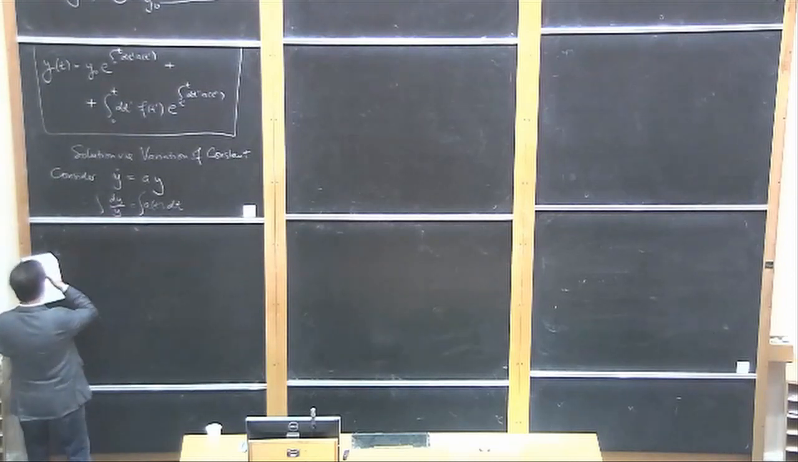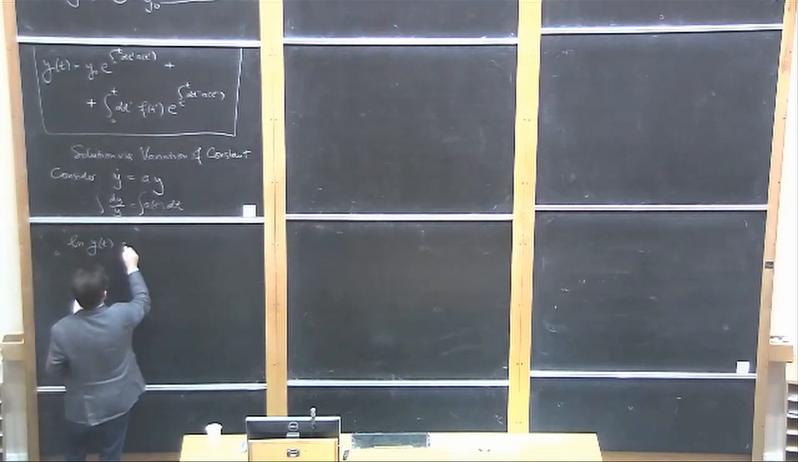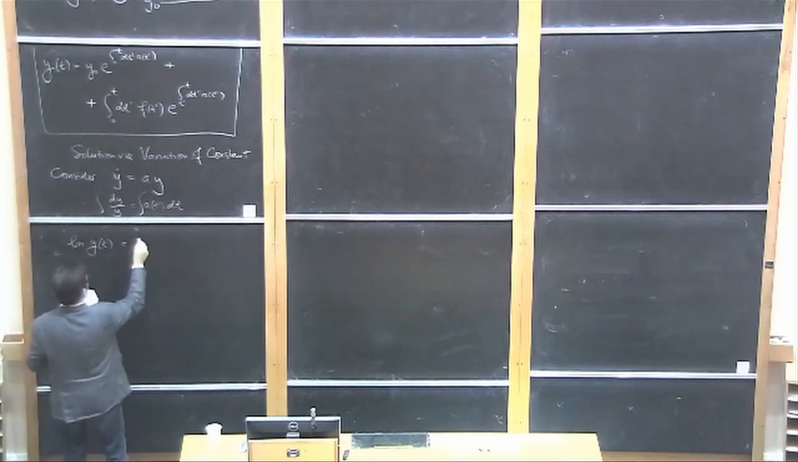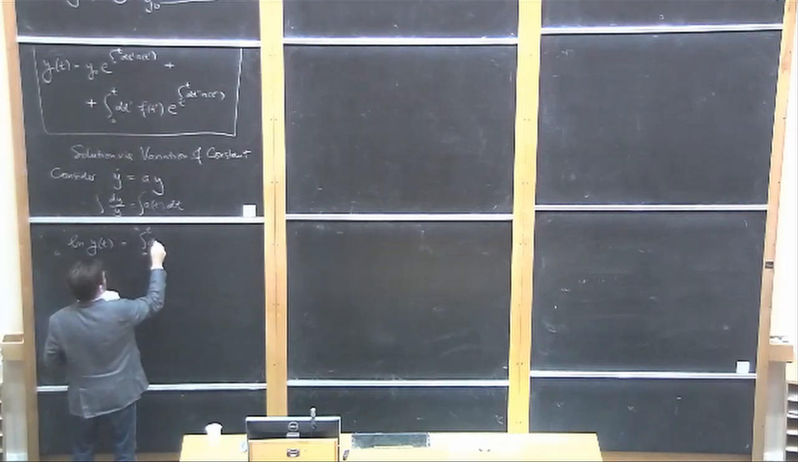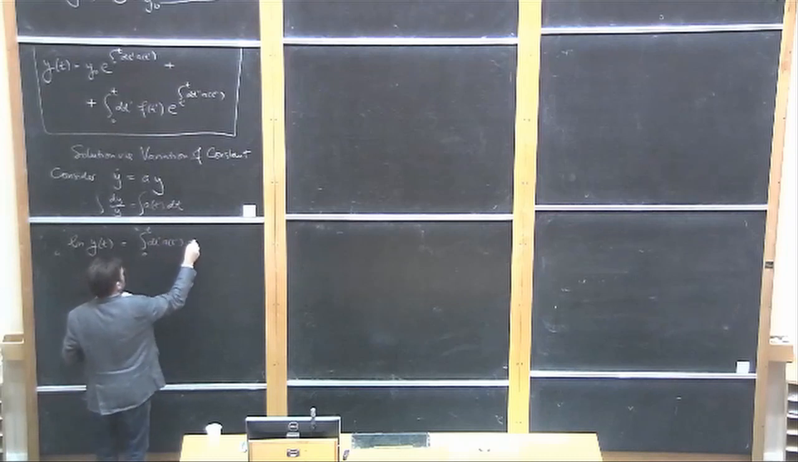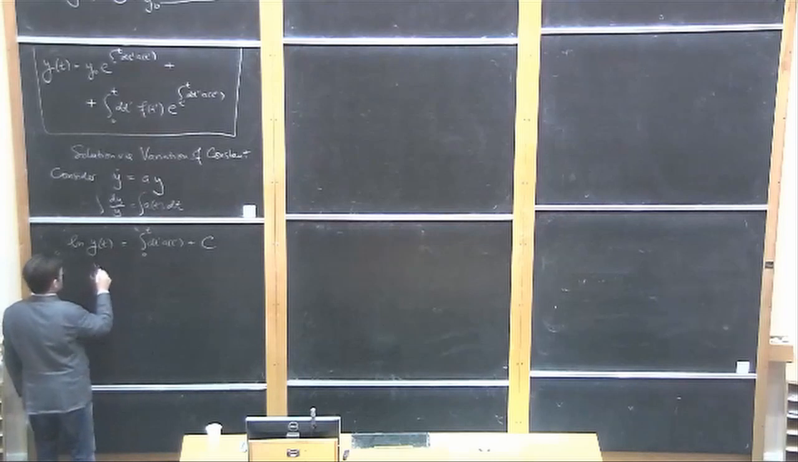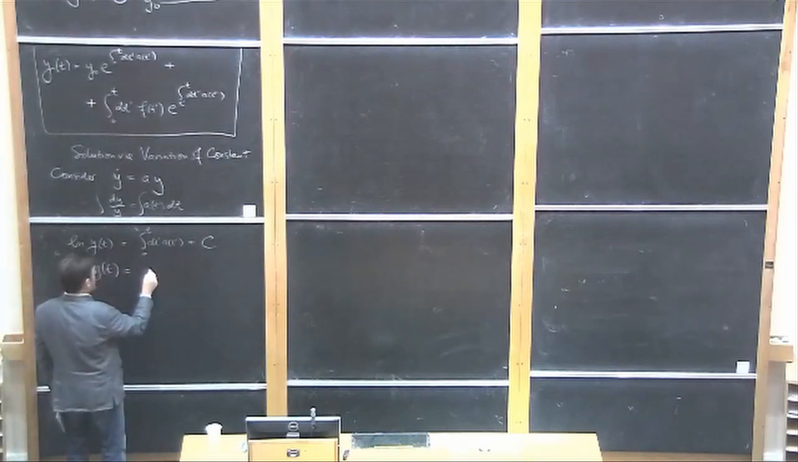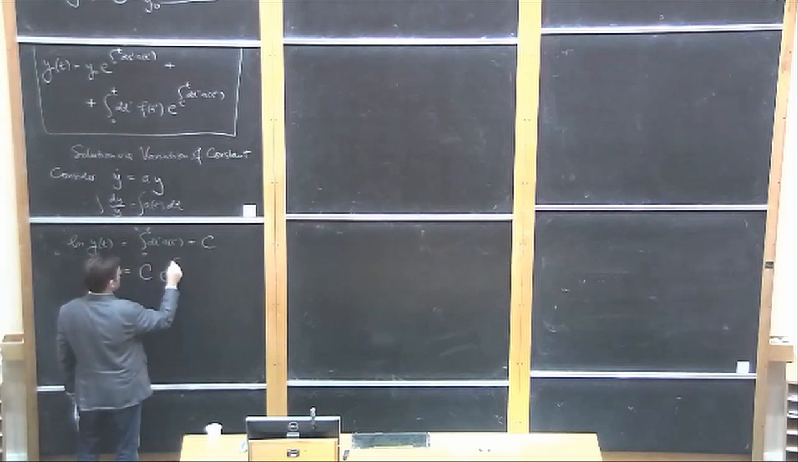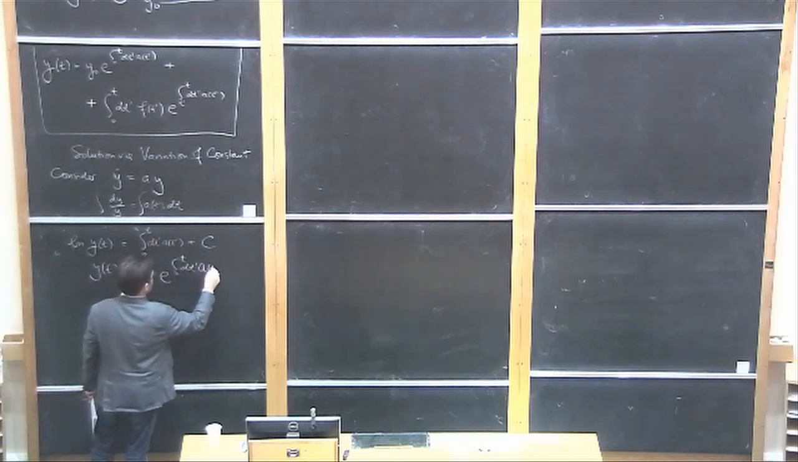When I integrate it, what do I get? I get log y of t equals the integral from 0 to t of dt prime a of t prime, plus c. Now I can exponentiate this, and this gives me y of t. I will rename e to the c as c, so y of t equals c e to the integral from 0 to t dt prime a of t prime.